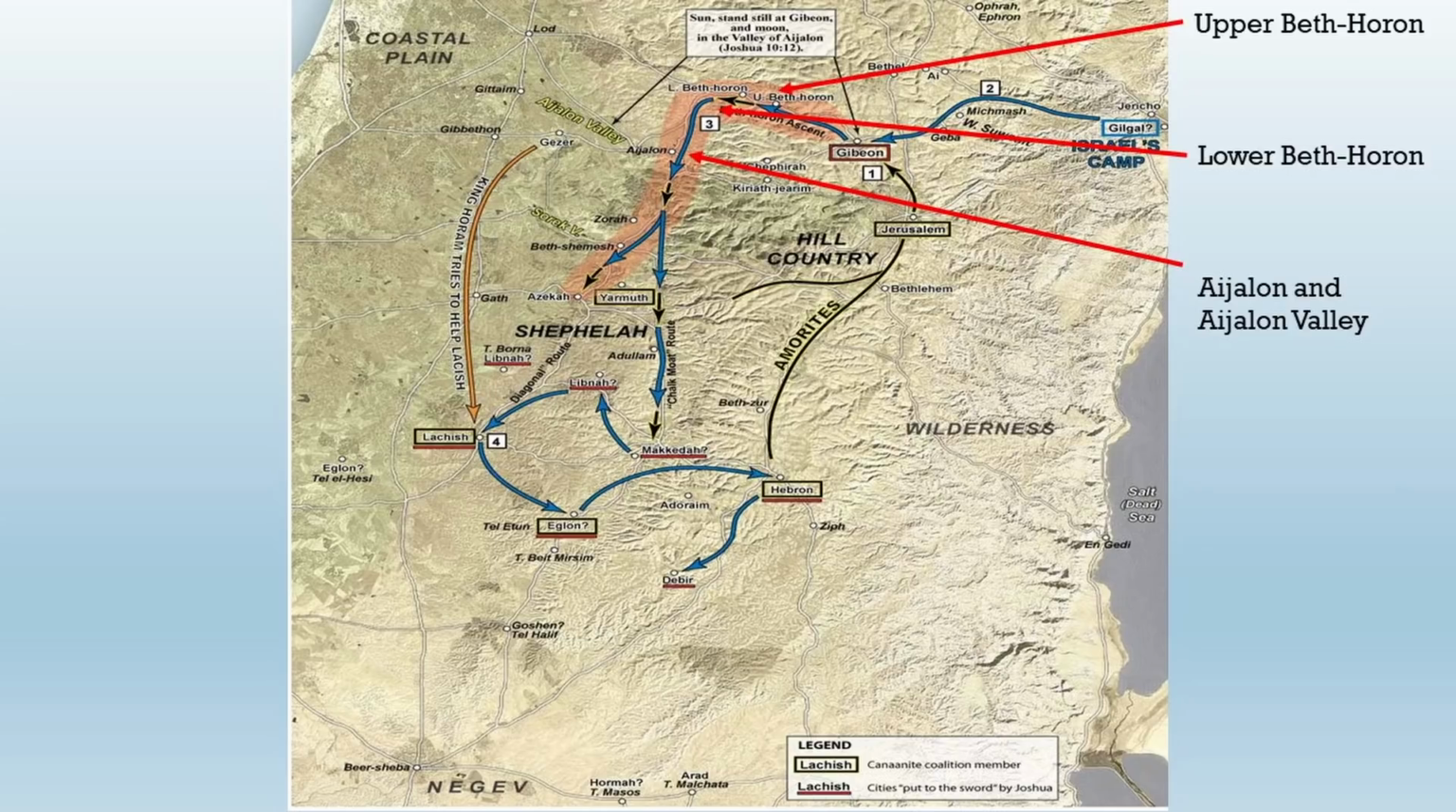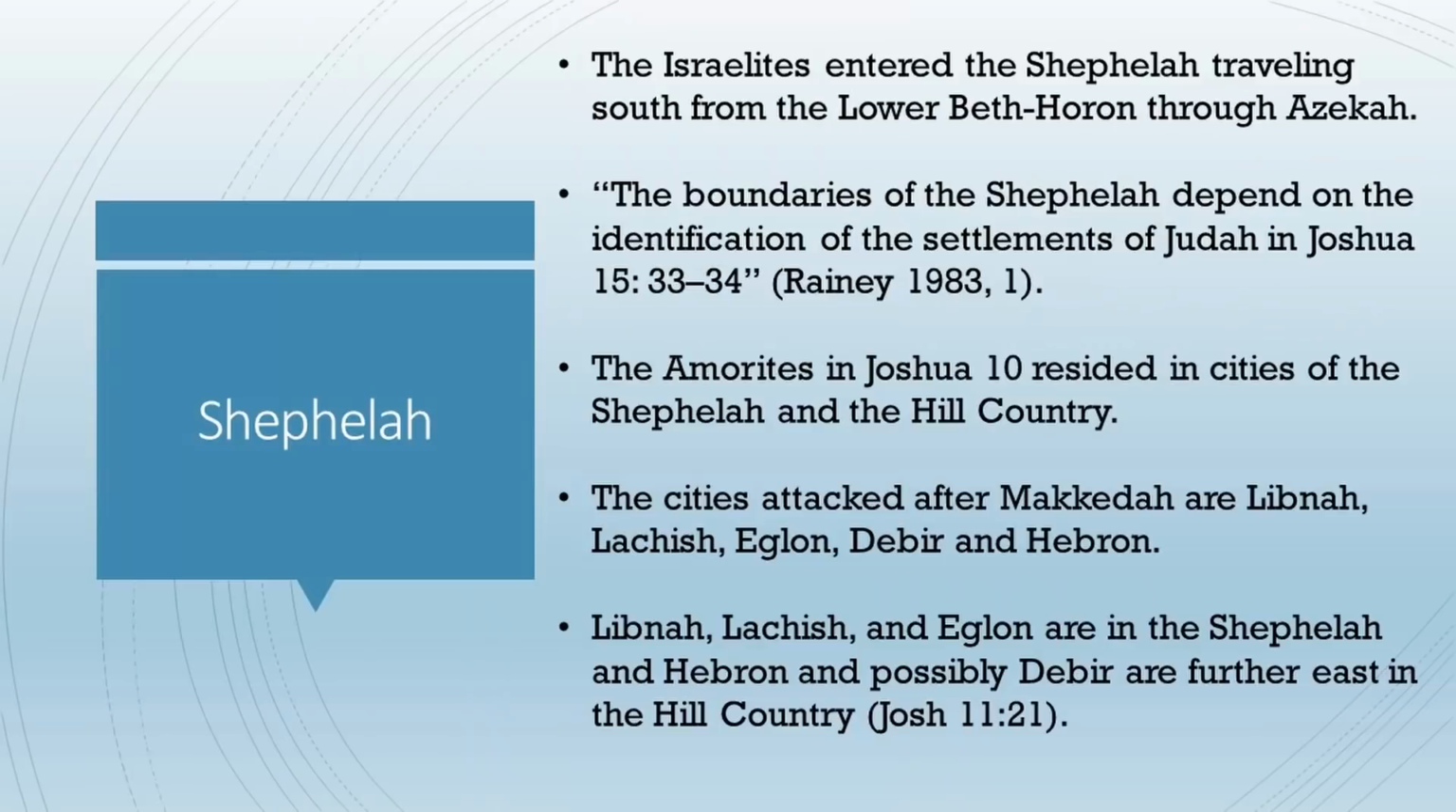Today, that's Tel Zachariah. The Israelites entered the Shephelah, traveling south from the lower Beth Horon through Azekah. According to Rainey, the boundaries of the Shephelah sort of equate to the territorial allotment of Judah, and I showed you that map. The Amorites in Joshua 10 were those, and people call them Canaanites, but they're Amorites, and they resided in the Shephelah and the hill country. So the cities attacked after Makkedah are Libnah, Lachish, Eglon, Debir, and Hebron, all in that area.